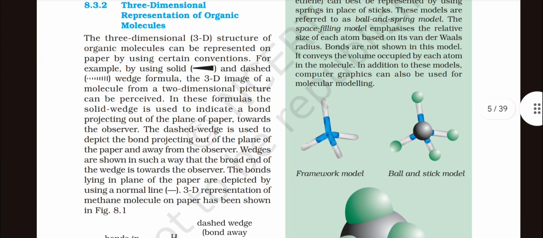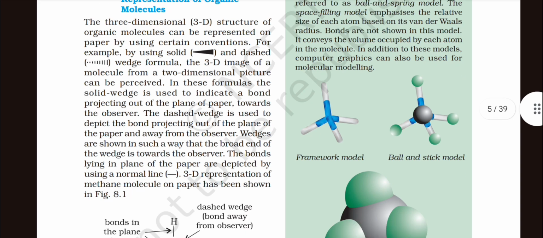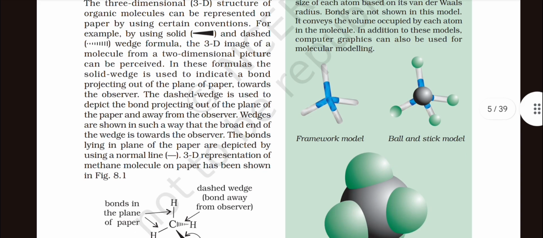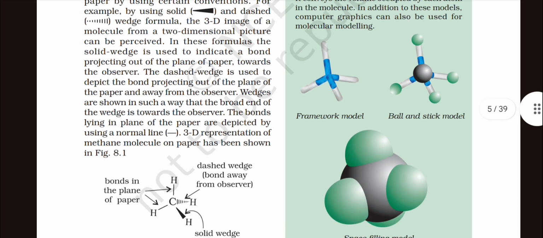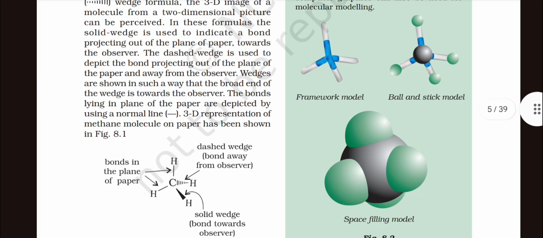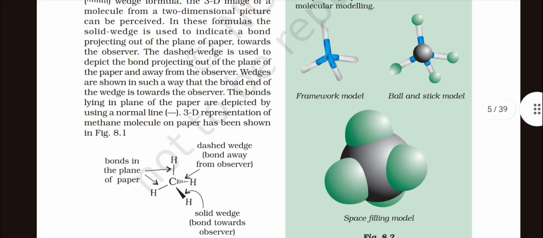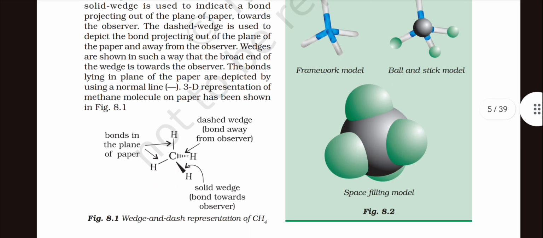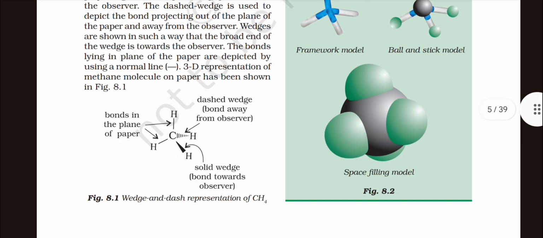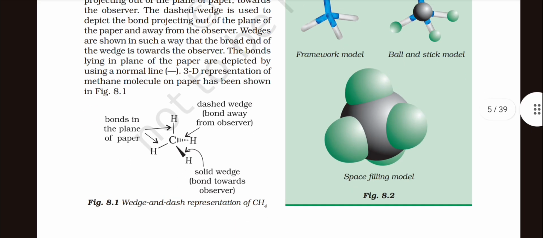The solid wedge is used to indicate a bond projecting out of the plane of the paper towards the observer. The dash wedge is used to depict a bond projecting out of the plane of the paper and away from the observer. Wedges are shown in such a way that the broad end of the wedge is towards the observer. The bonds lying in the plane of the paper are depicted by using a normal line. 3D representation of a methane molecule on paper has been shown.